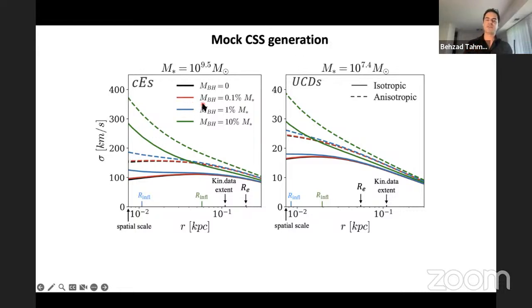The red one is the black hole with 0.1% of the total stellar mass. The blue one, those black holes are 1%, and 10% is the green. The dashed lines are anisotropic stellar systems, and the solid lines are isotropic.